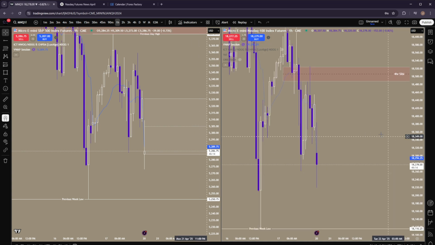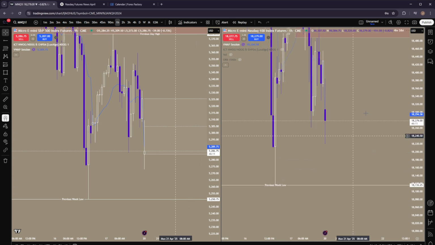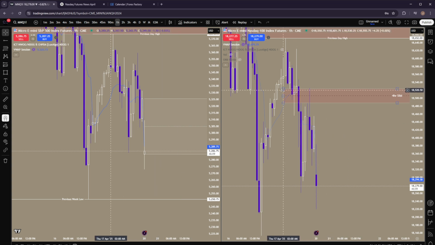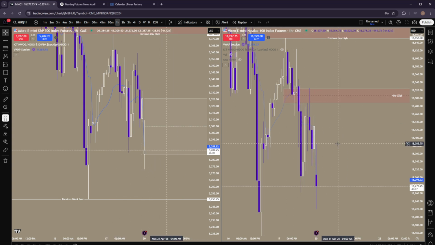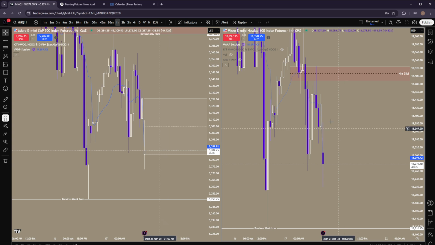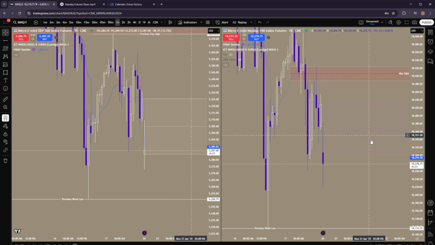So I would expect that to happen right now. Our previous week low looks like we really want to come down for that. We formed an hourly imbalance right along with that 4 hour. We see strong delivery down from that level. Then obviously we have our new week opening gap here.